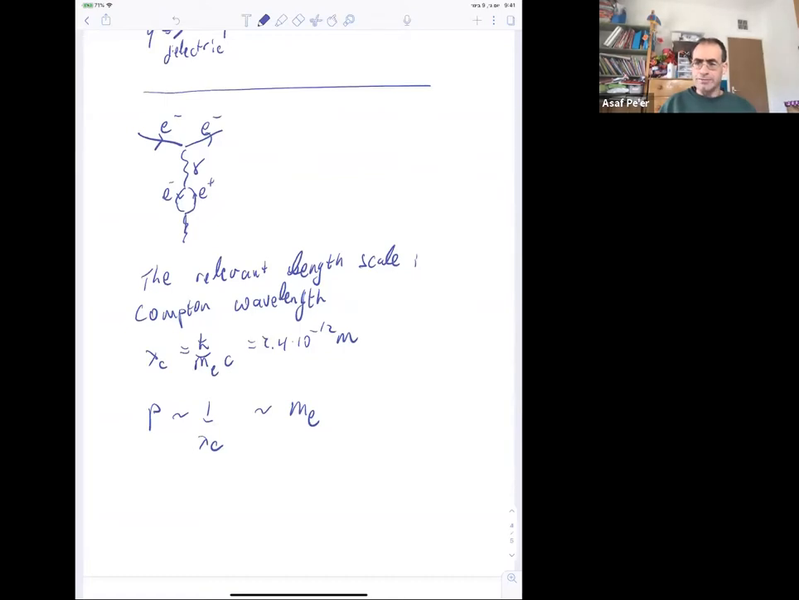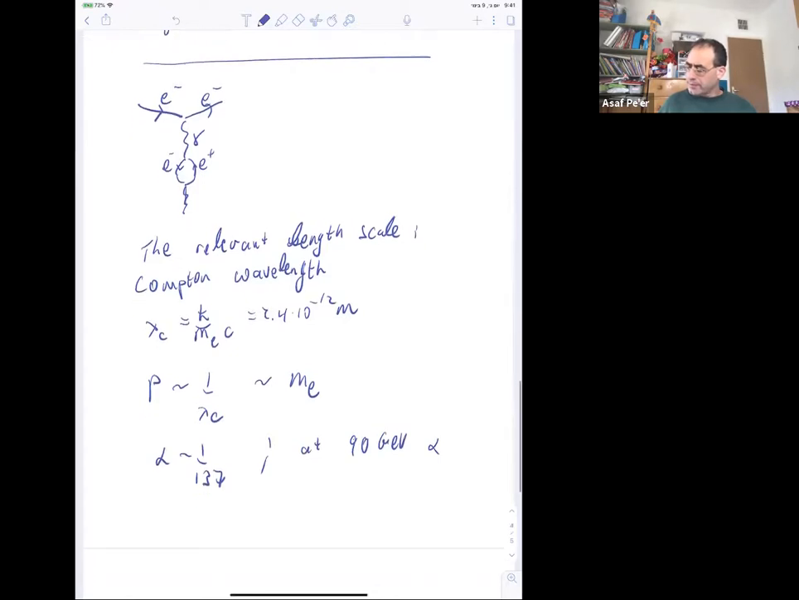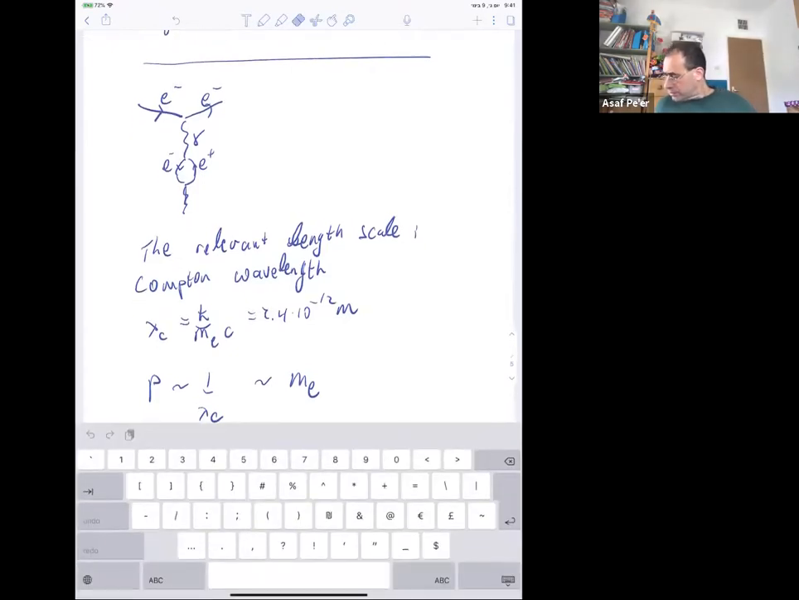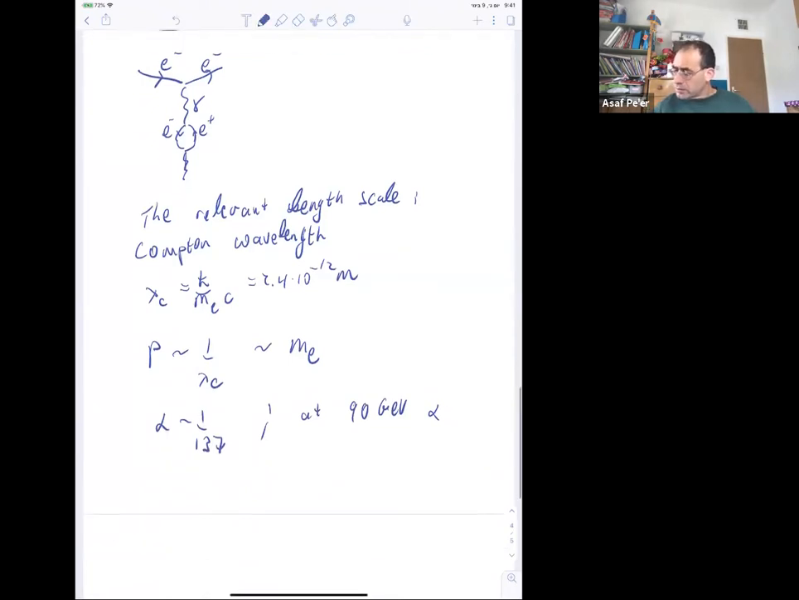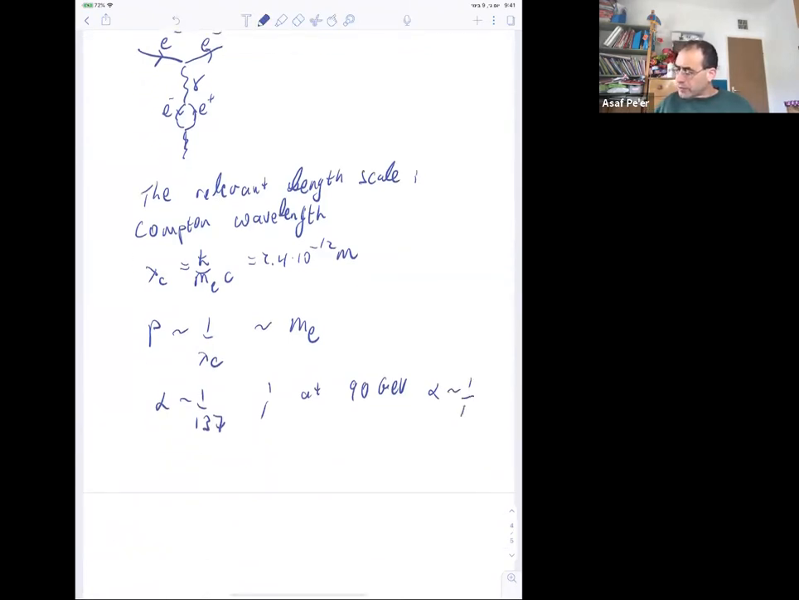So for example, at low energies, when the particles are all non-relativistic, we have that alpha is 1 over 137, as we said. But at something like 90 GeV, I'm talking about alpha, the electromagnetic coupling constant, alpha becomes of the order of 1 over 127.